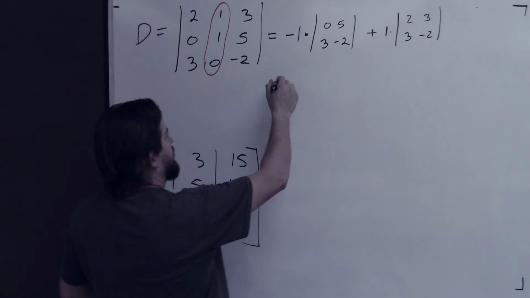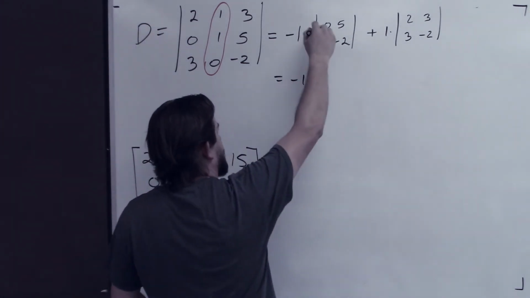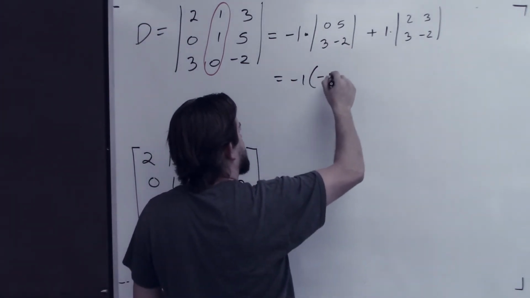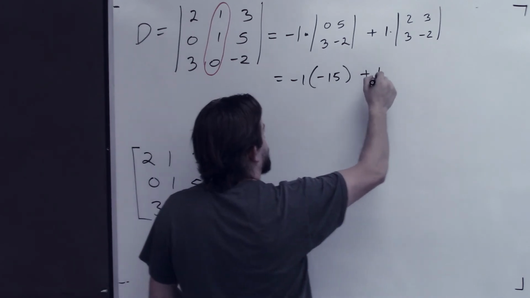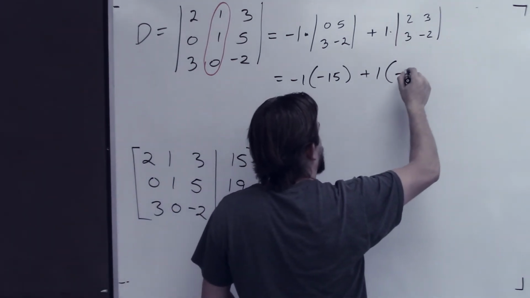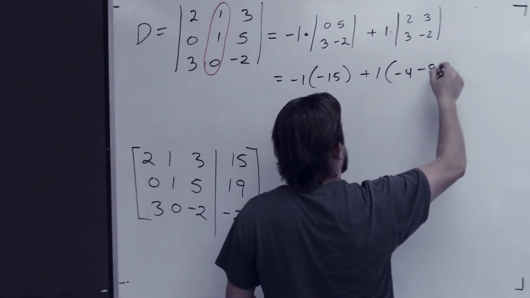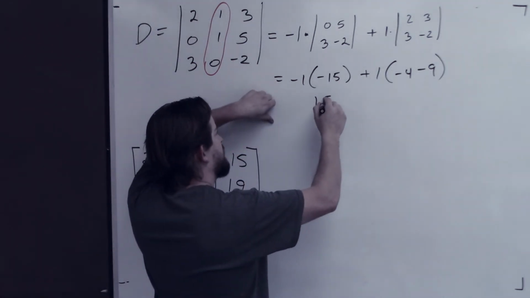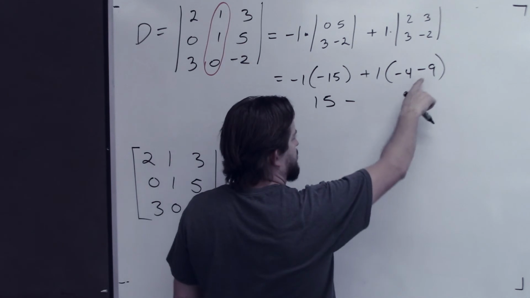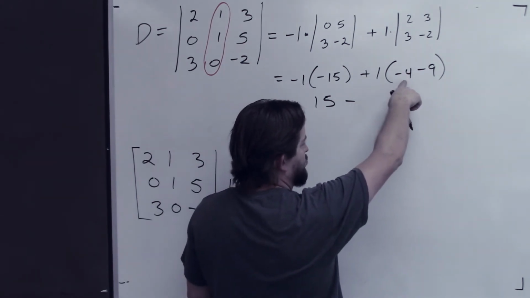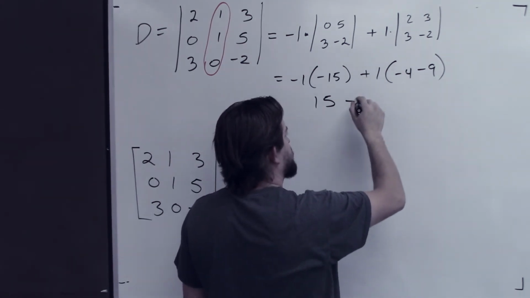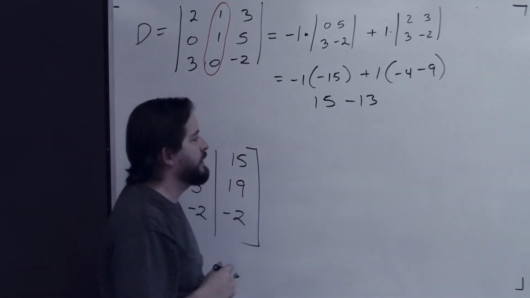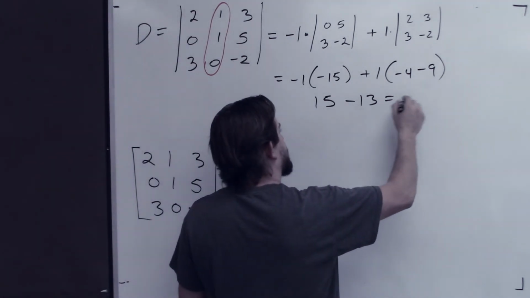Which is to say then I have negative 1 multiplied by 0 minus 15, so negative 15, plus 1 multiplied by negative 4 minus 9. Or I have positive 15, negative 9 minus 4 is negative 13 times 1. Okay, so I have my determinant is 2.